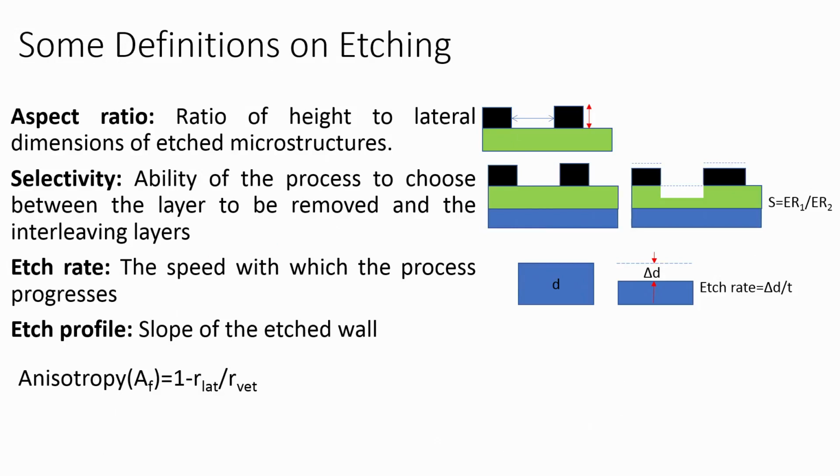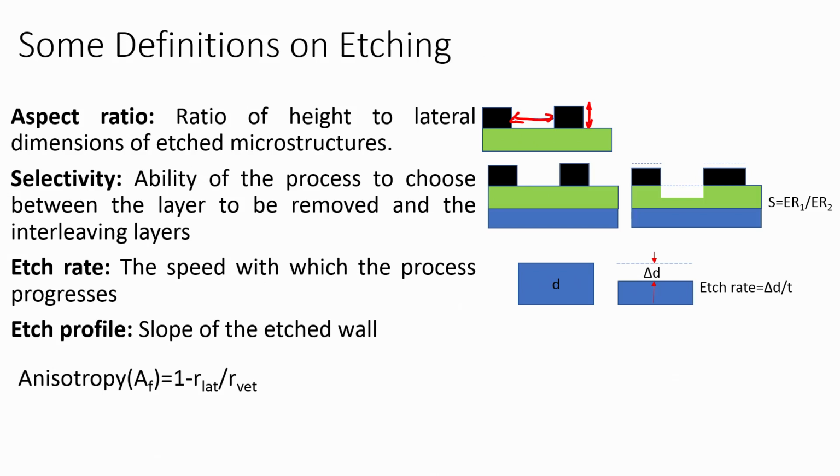So, let us understand very important definitions on etching. You can say parameters, you can say properties, right. What are these properties? First property is aspect ratio. What is aspect ratio? Ratio of height to lateral dimensions of the etched microstructure. You can see here, right, height to lateral dimension is the aspect ratio, okay, ratio of height to lateral dimension of etched microstructures.